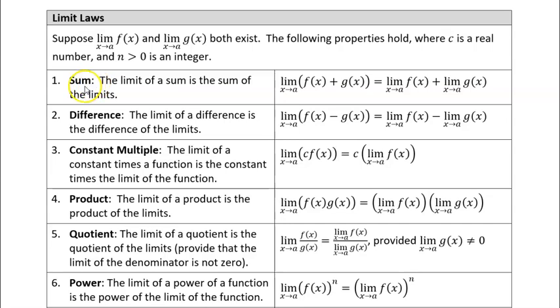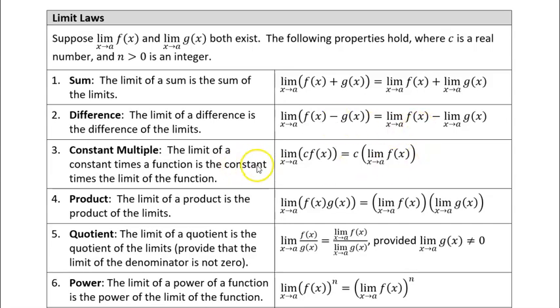This first one, it's the sum law. We're trying to take the limit of f of x plus g of x, and all we need to do then is just take the sum of the limits, okay? And so a lot of these are pretty straightforward, all right? The same thing for a difference. If we have a difference, f of x minus g of x, and we're trying to take the limit as x approaches a, we can just take the difference of the limits, okay?